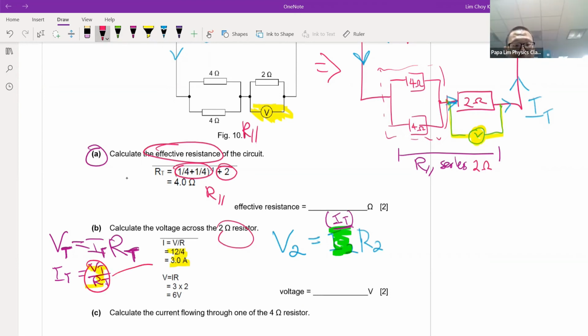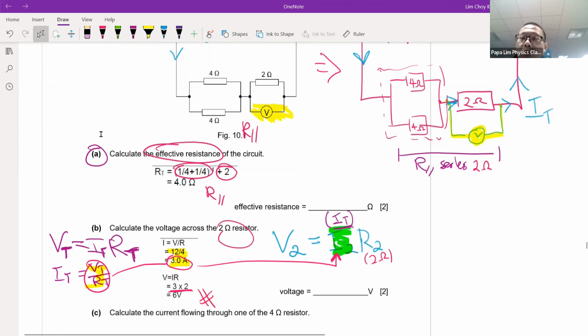I can substitute 3 A into the equation, which is V = I times R. This is the 2 ohm resistor. So I will get the working to be 3 times 2, and I will get the potential difference across the 2 ohm resistance to be 6 volts. Okay, and so this is how I calculate the potential difference across the 2 ohm.